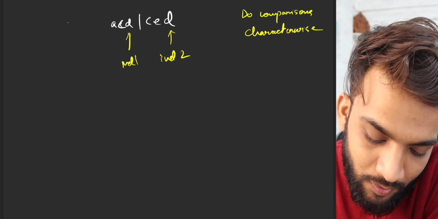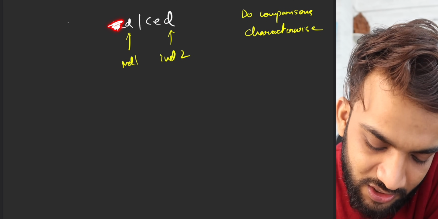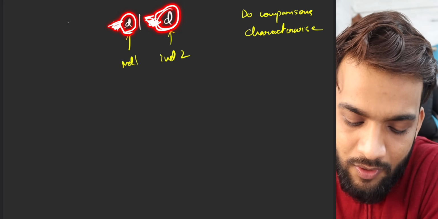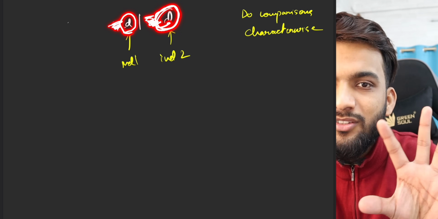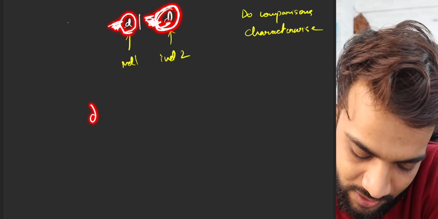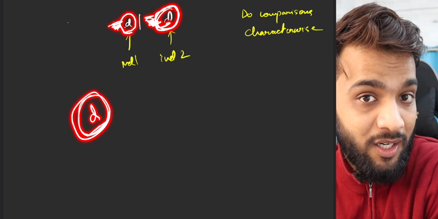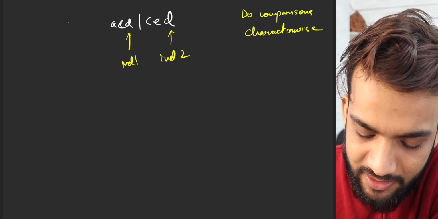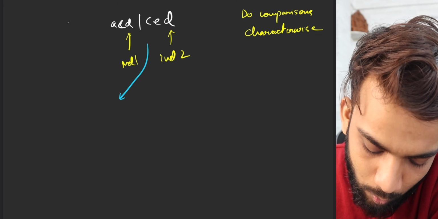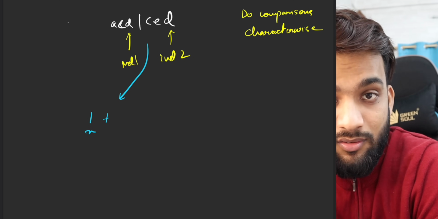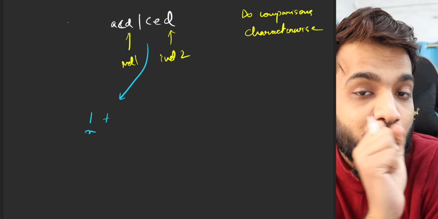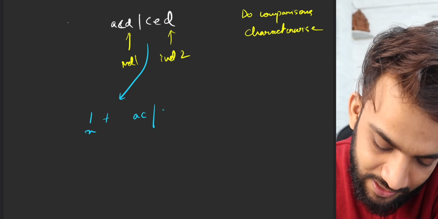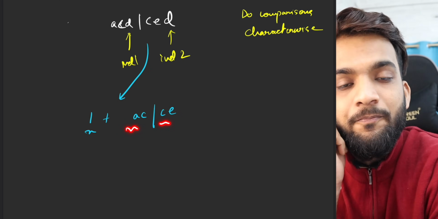So if this D and this D are matching, can I say I got a subsequence of length 1? That subsequence is D, which is common in both of them. That makes sense. Thereby, one of the possibilities is that I got a subsequence of length 1, and then I shrink the strings, and the new strings are AC and CE, in which you can probably find an answer.